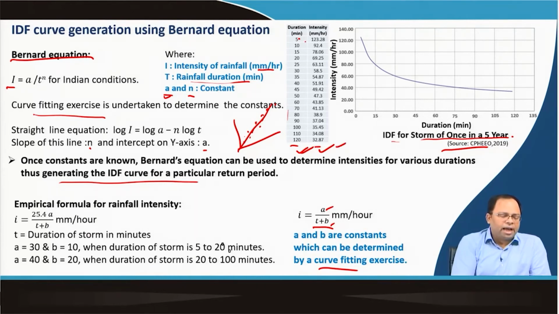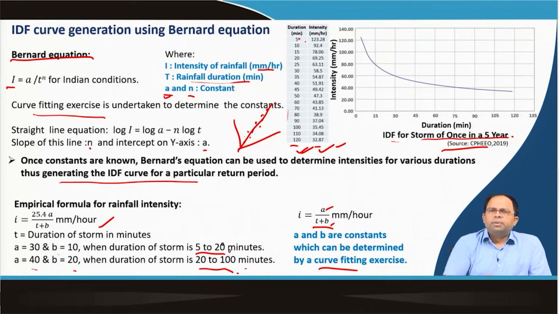So, the formula is I equal to 25.4 A divided by T plus B millimeter per hour, where A and B values have to be calibrated, where T is the duration of storm in minutes, A is equal to 30 and B is equal to 10, when duration of storm is 5 to 20 minutes, and A is equal to 40 and B is equal to 20 when the duration of storm is 20 to 100 minutes. So, that is how we are going to use this particular formula. So, A and B value is not fixed, but it varies as per the duration of the storm. So, we can directly use this formula as well.